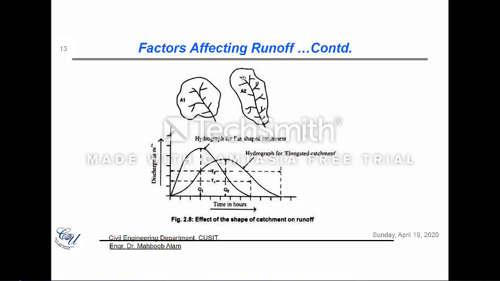On the other hand, if you have an elongated catchment, then the furthest point would be contributing to the drainage after some time. It would take some time for water from this point to reach this point, so that's why you have again a longer base time and then a lesser peak. So these are the things that affect the runoff process.